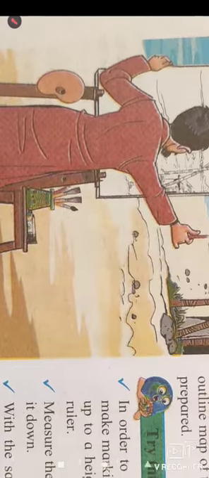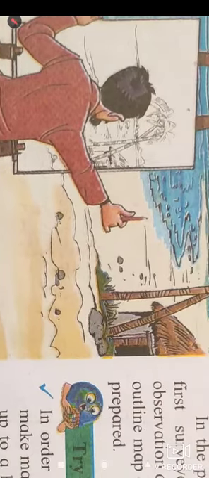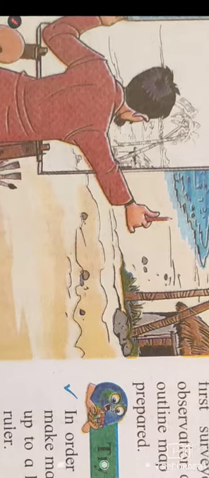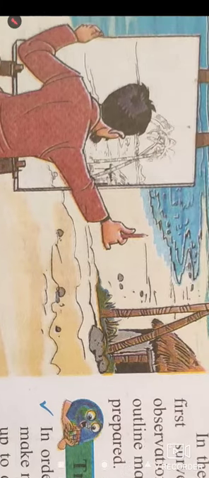Why is a painter holding the pencil in his hand in a particular way? So look at this picture. He is taking a scale of the hut or the trees. Okay, whether these trees and hut are correct or not. Okay, the scale on the paper is correct or not.